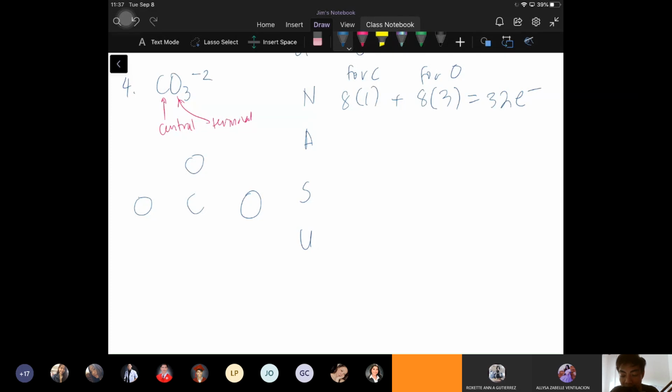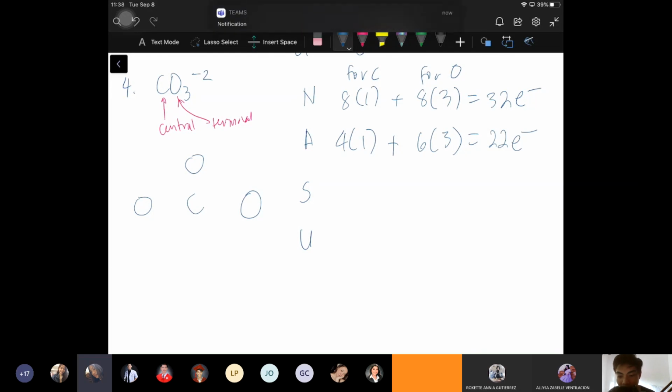Available valence electrons yon. So, for carbon, we have 4 valence electrons. For oxygen, we have 6 valence electrons kasi group 6 siya, no? Times 3 kasi 3 oxygens. So, ilan yan? 6, 12, 18, 22 electrons. Okay, so pagkatapos ko dyan, anong gagawin ko? May nakalimutan ba ako? Anyone? Nasulat ko na 22. Okay na ba ako dyan? Or may nakalimutan ako?